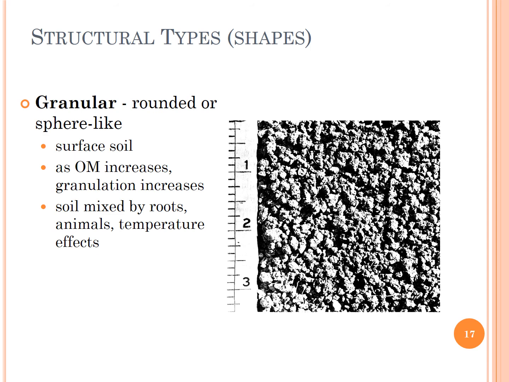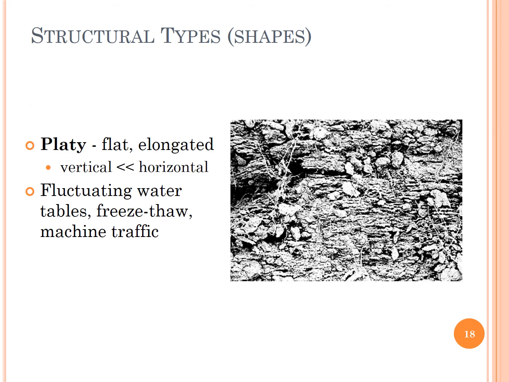The first structure is granular, which really kind of reminds me of crumbs coming off of a muffin. It's rounded, sphere-like. It generally is found in the A horizon because it forms around the roots of grasses. As organic matter increases, granulation increases, which means this is the best soil shape that you can have. Platy is terrible. It's flat, it's elongated, it makes it very difficult for water to move into soil. We generally find this with fluctuating water tables, freeze-thaw, and machine traffic.